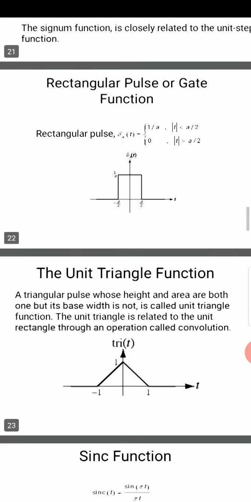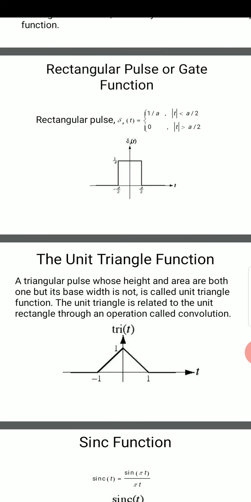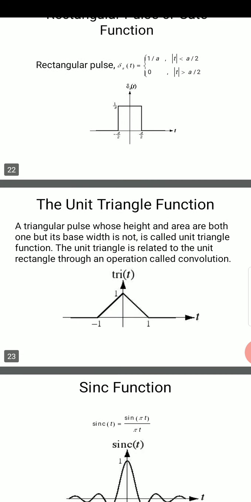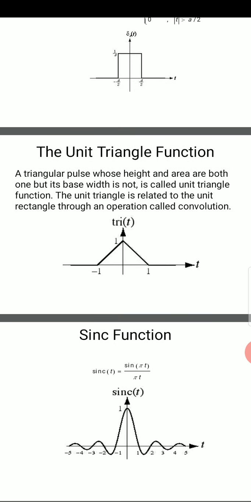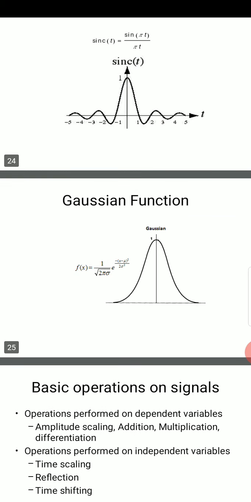The unit triangle is related to the unit rectangle through an operation called convolution, and the triangle spans minus 1 to 1. The sinc function, sinc(t) equals sin(pi t) by pi t, with zeros at plus and minus 1, 2, 3, 4, 5. And what is the Gaussian function?